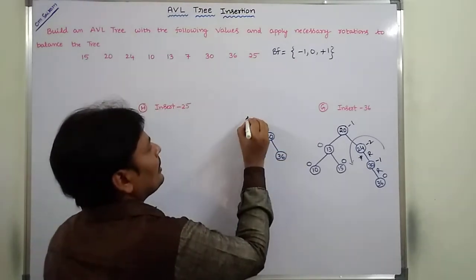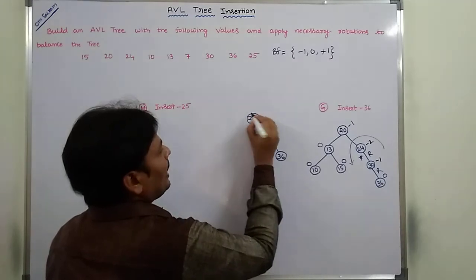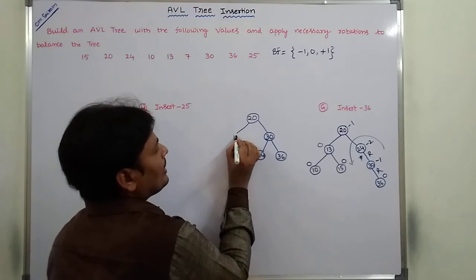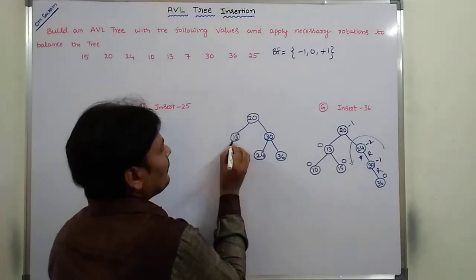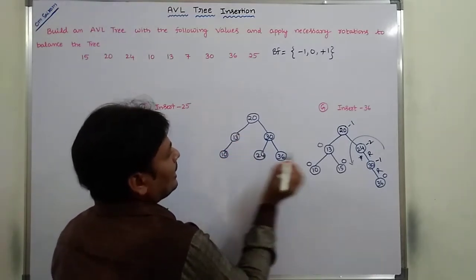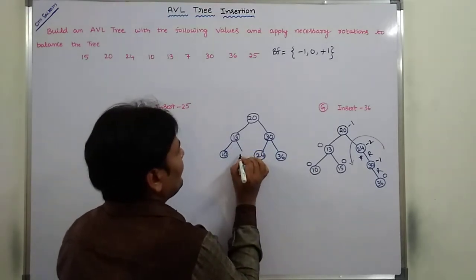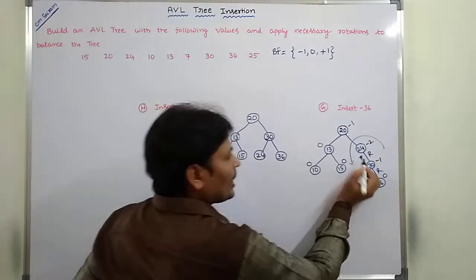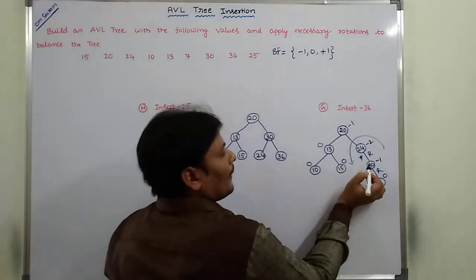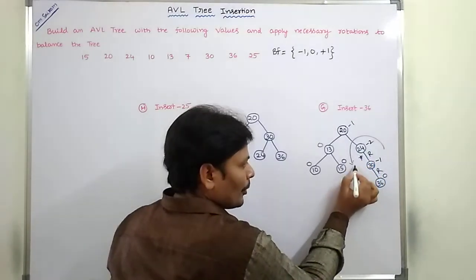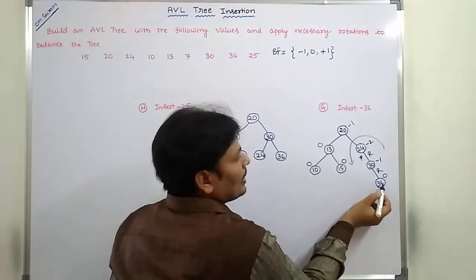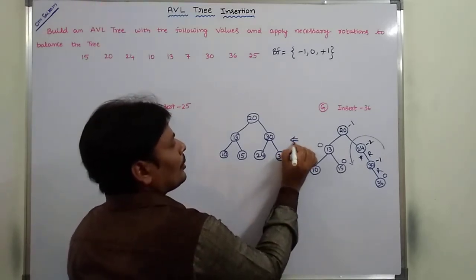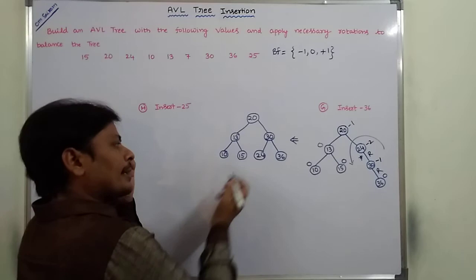Next, this is root node 20. 20's right child is 30, and 20's left child is 13. And 13's left child is 10, and 13's right child is 15. This is the tree we are getting. Here we have to perform a left rotation with respect to this node. After performing the left rotation, 24 goes down, 30 goes to this place, 36 goes to this place. So after performing the RR rotation, this is the tree we are getting.